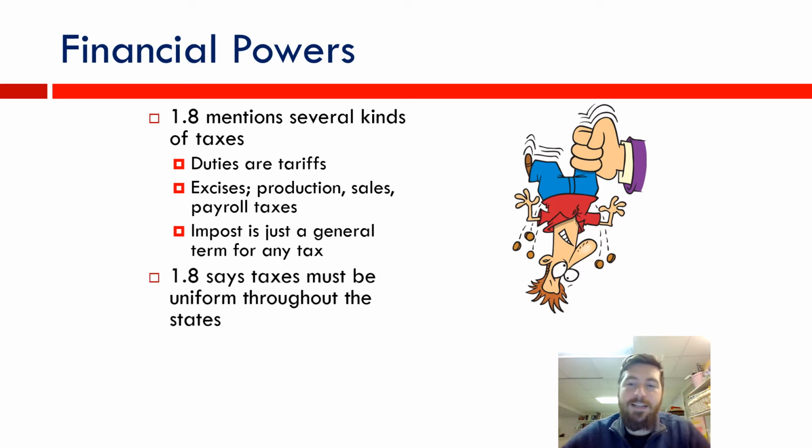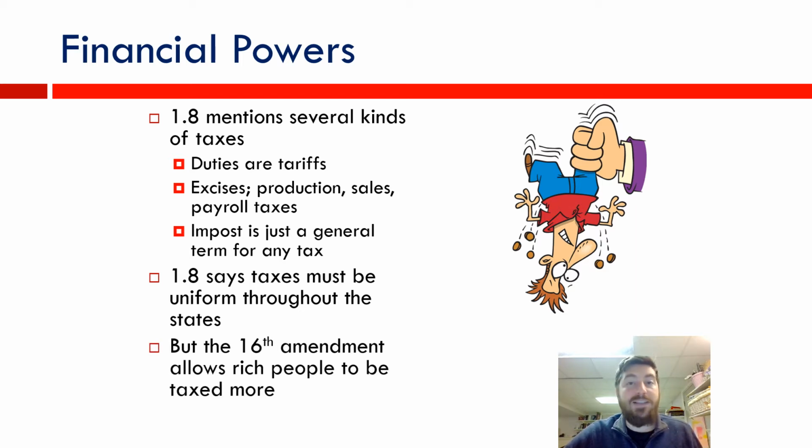Article 1, Section 8, Clause 1 does say that taxes must be uniform throughout the states. That's at the end of Clause 1, meaning no state should pay more or less than any other state. We're all in this together.